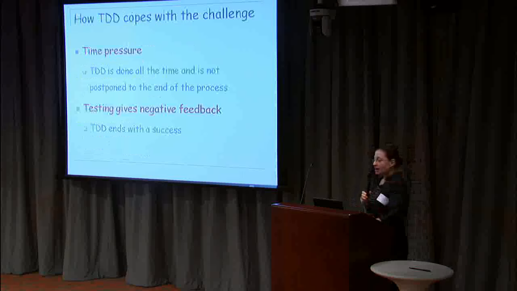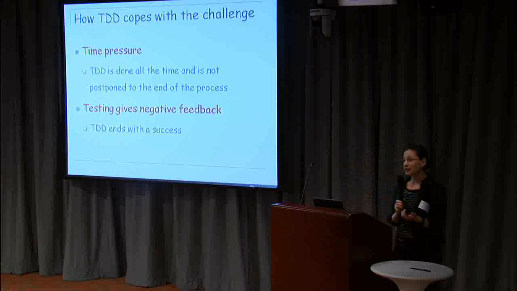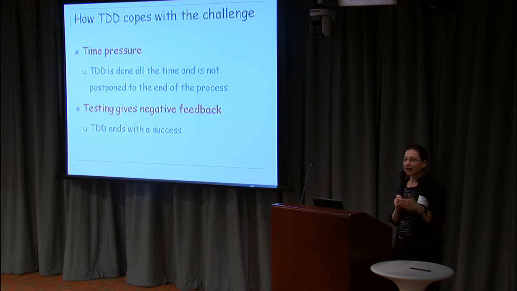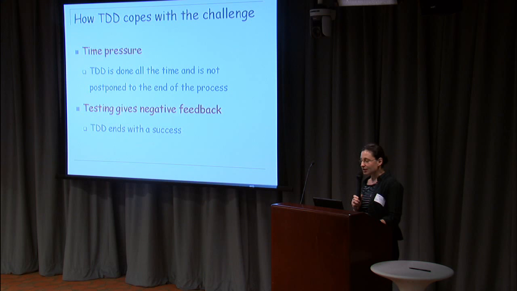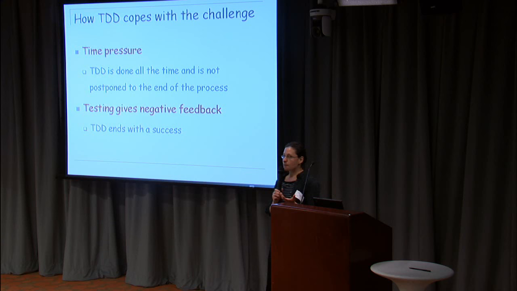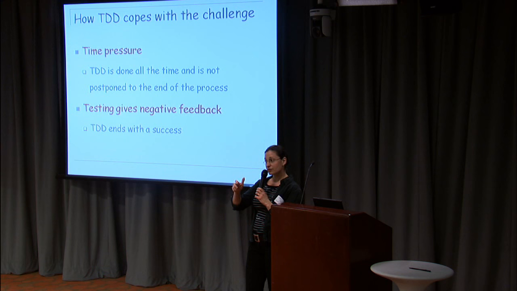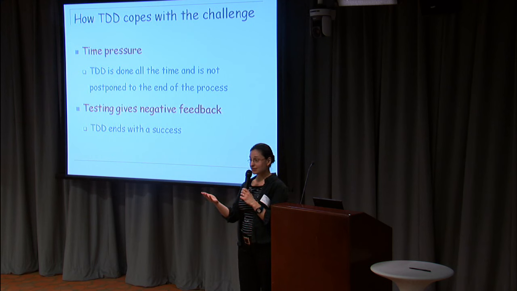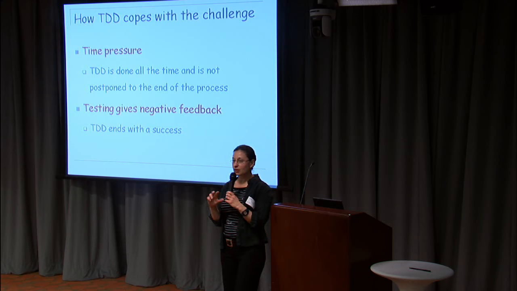Time pressure is eliminated in Agile software development because you do testing all the time, so it's not left to the end of the process, and you do not skip it because there is nothing to skip. Testing gives negative feedback as it is done traditionally, but if you look at how testing is done in TDD, you will see that you just reverse the actions. You start with a failure because you write a test that fails because you haven't written the code yet, so it fails. But then you write the code and the test runs.